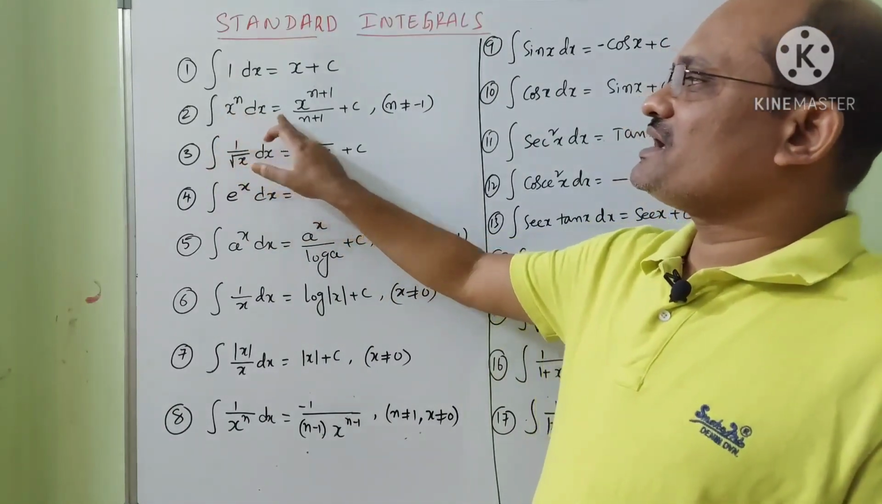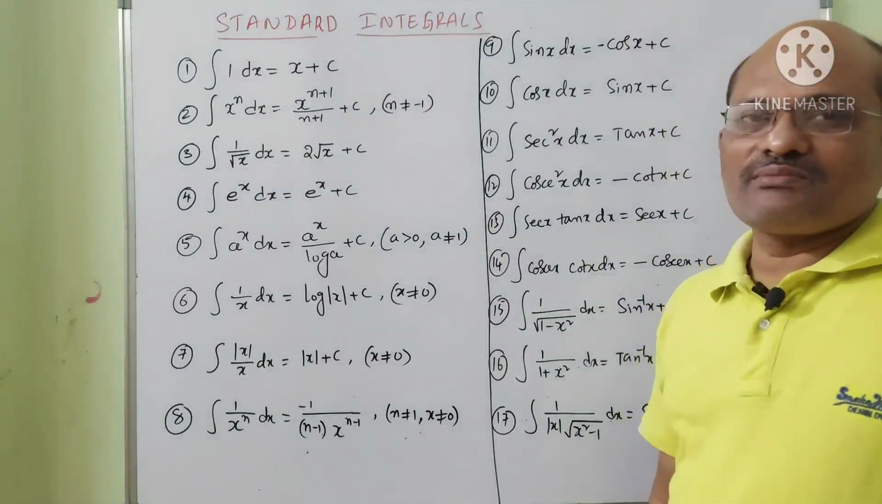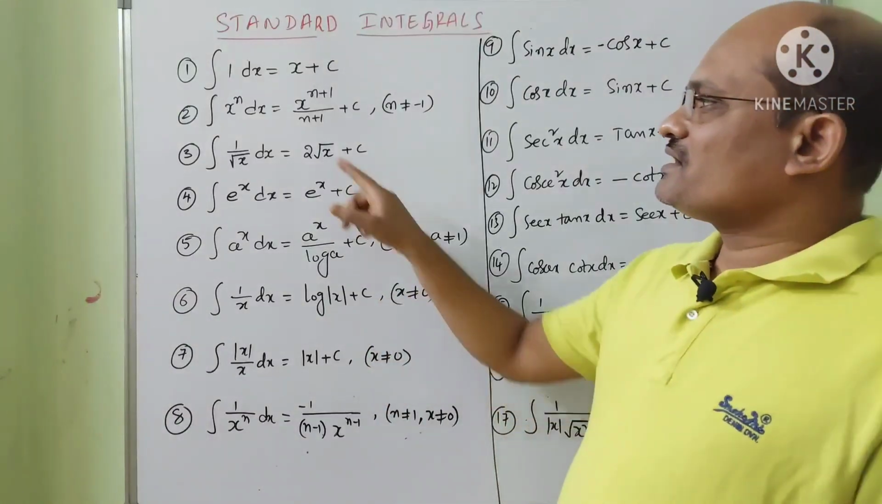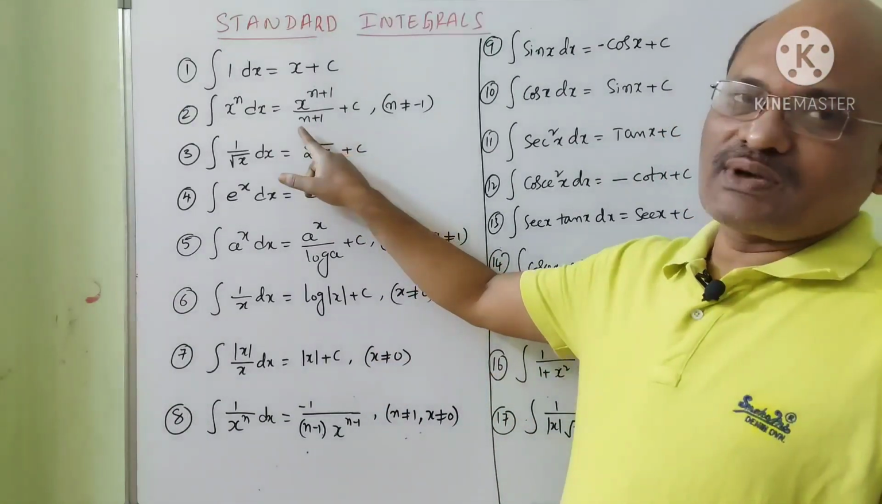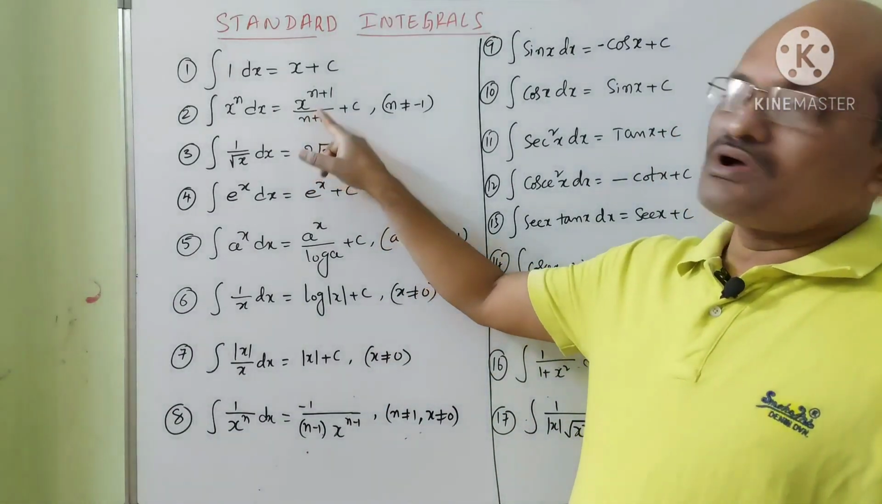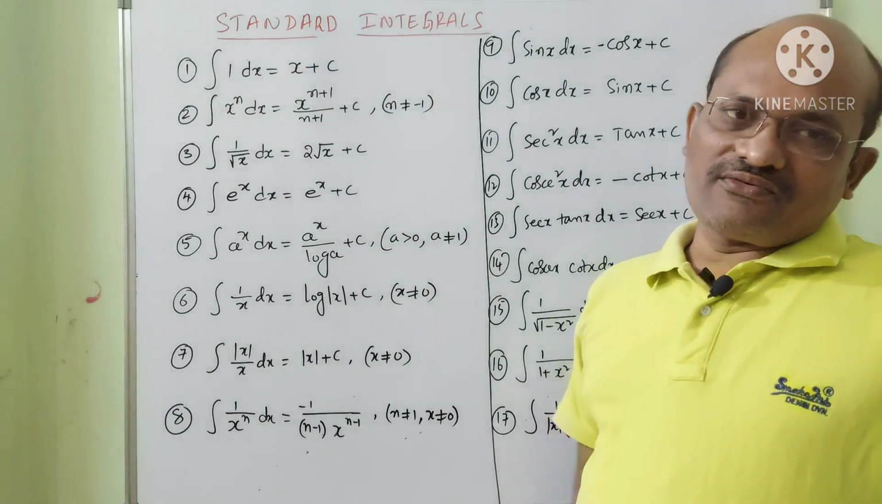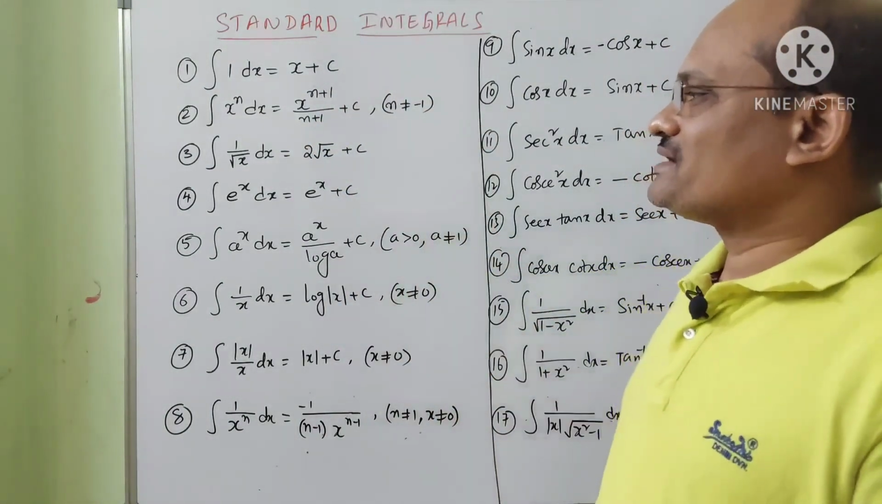Integral of x power n dx is equal to x power n plus 1 by n plus 1 plus c. Here n should not be minus 1. If n is minus 1, denominator becomes 0 and the answer is not defined. That's why n should not take minus 1.